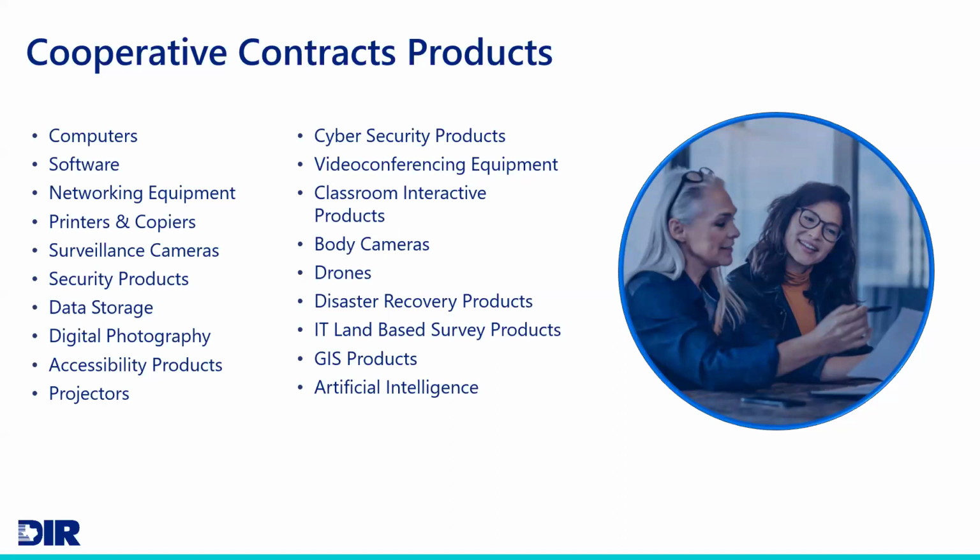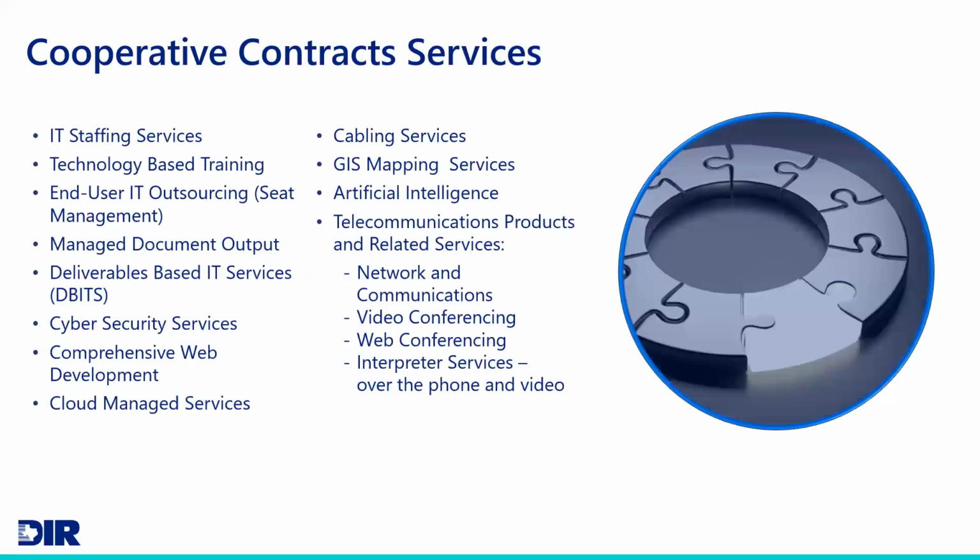Things like projectors. There are video conferencing equipment, products and services available. We've got classroom interactive products, a set of contracts that focus on hardware and software in the classroom environment. We've recently also started awarding artificial intelligence products and services. So this is not an all-inclusive slide, but more of a high-level slide that gives you an idea of the commodity items that are available through our cooperative contracts.